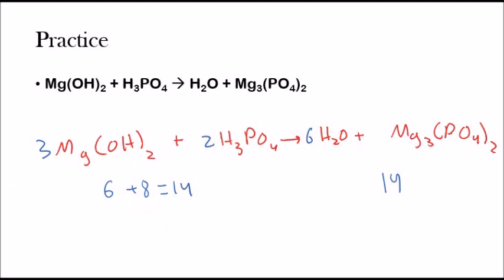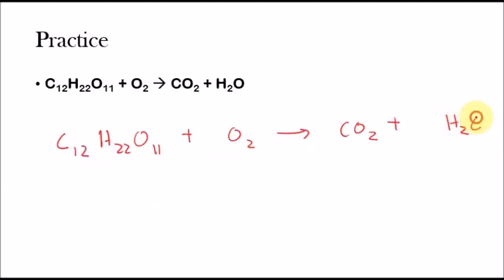Okay, let's do this. Alright, so again, focus on the most complex molecule. That's definitely this one right here. So there's 12 carbon atoms here, and there's only 1 here. So we can put a coefficient of 12 here to balance that out. Here there's 22 hydrogen atoms, here there's only 2. So we can put a coefficient of 11 here to balance that out.